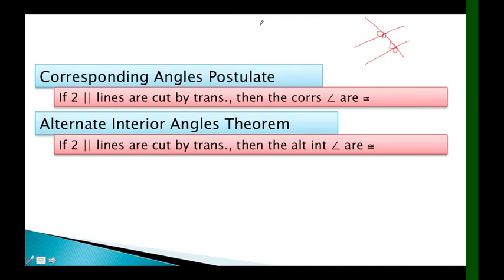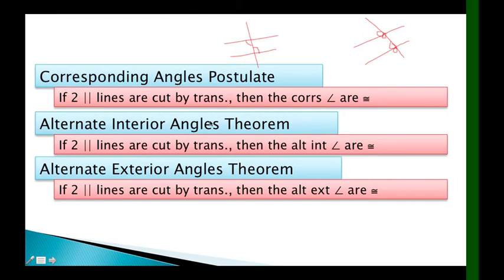Okay, gawa tayo ng ibang parallel line that cut into a transversal. Ibig sabihin, ito at saka ito ay congruent according to the alternate interior angles theorem. Basta parallel lines yung nabigyan ng transversal or na-cut by a transversal. Alternate exterior angles theorem, if two parallel lines are cut by a transversal, then the alternate exterior angles are congruent.